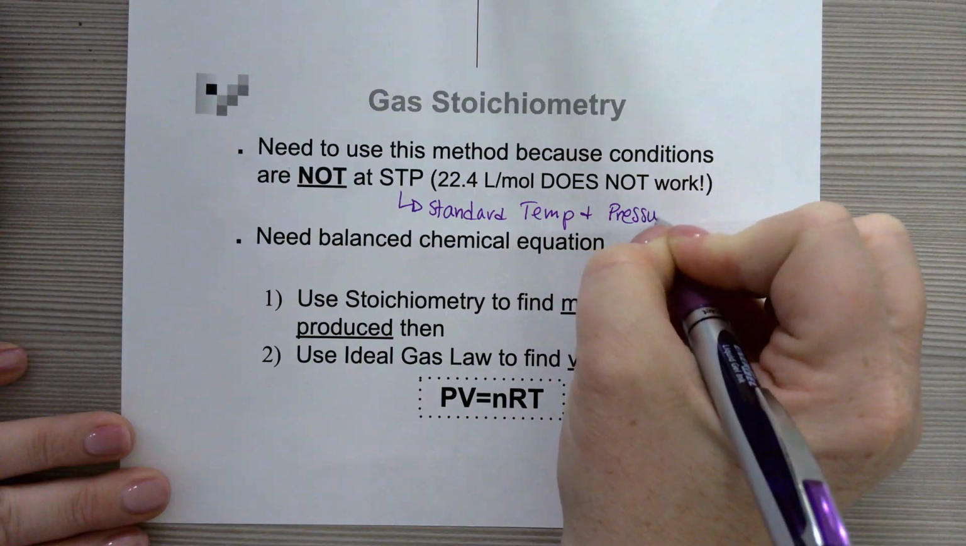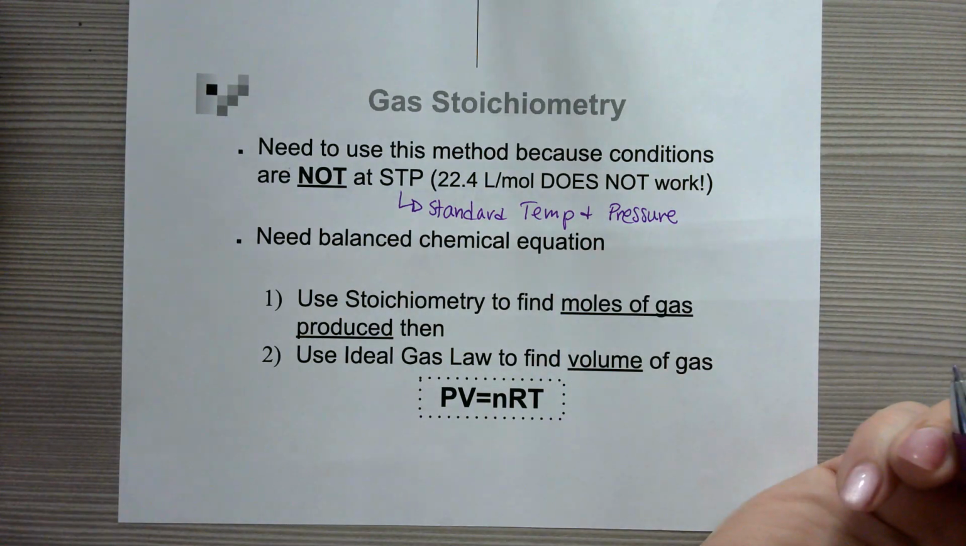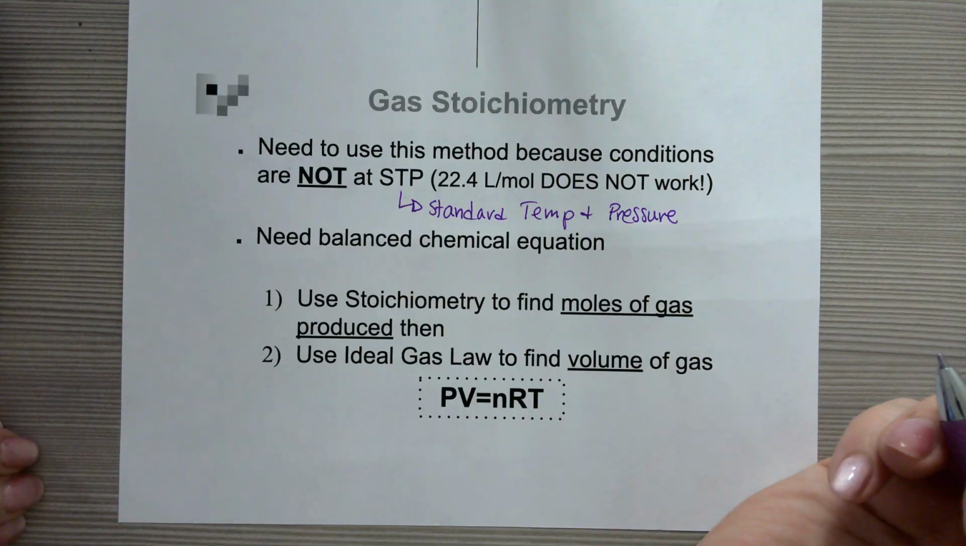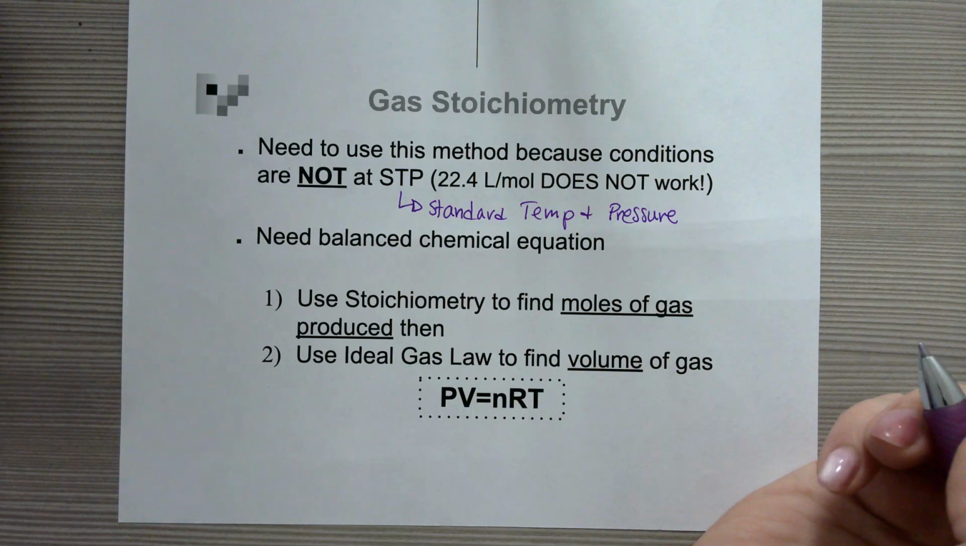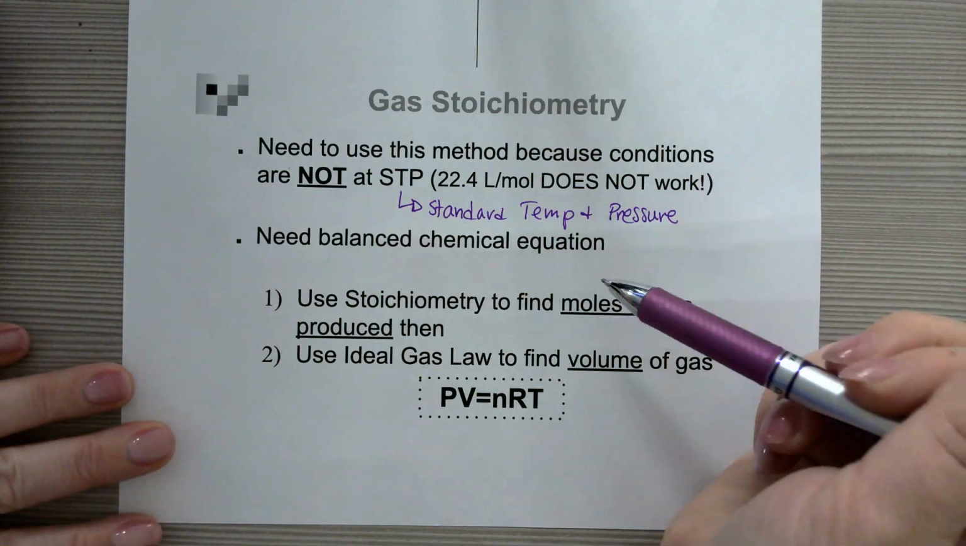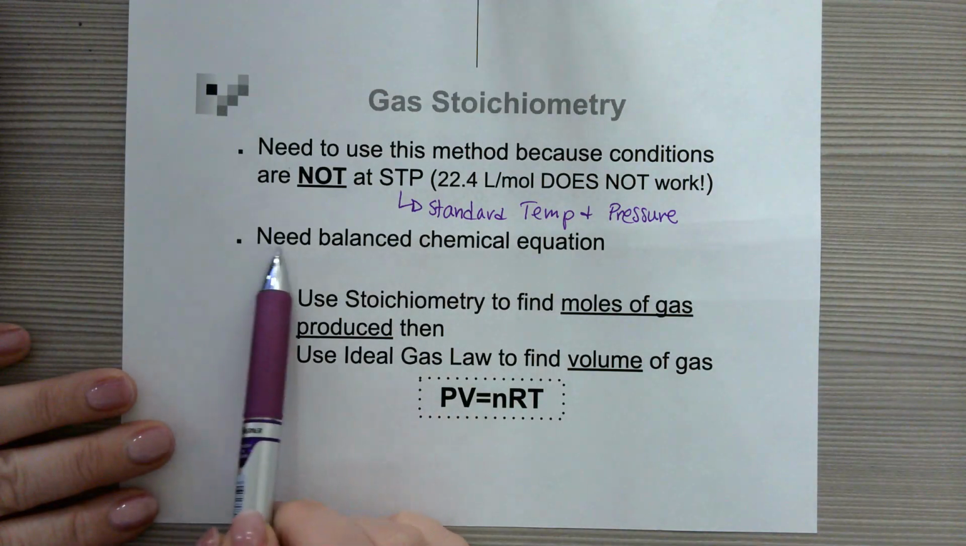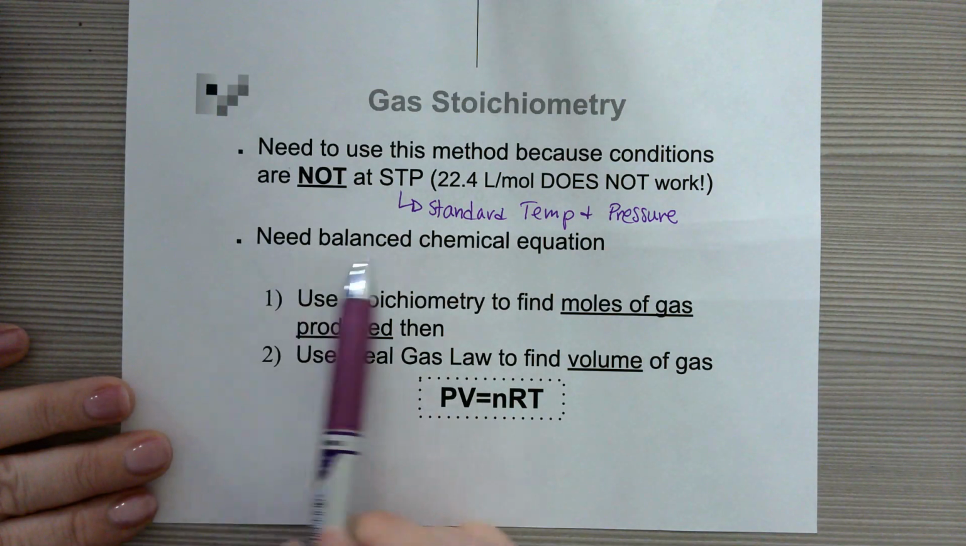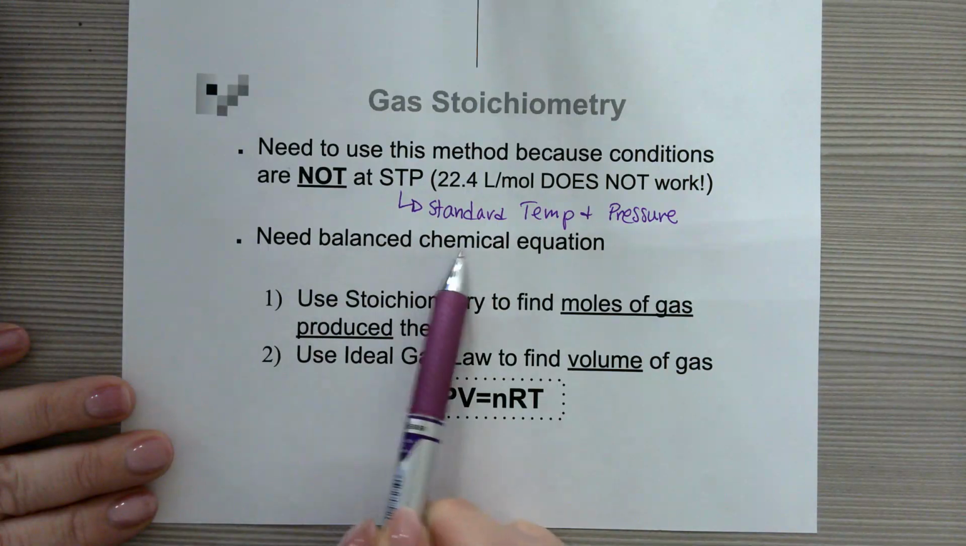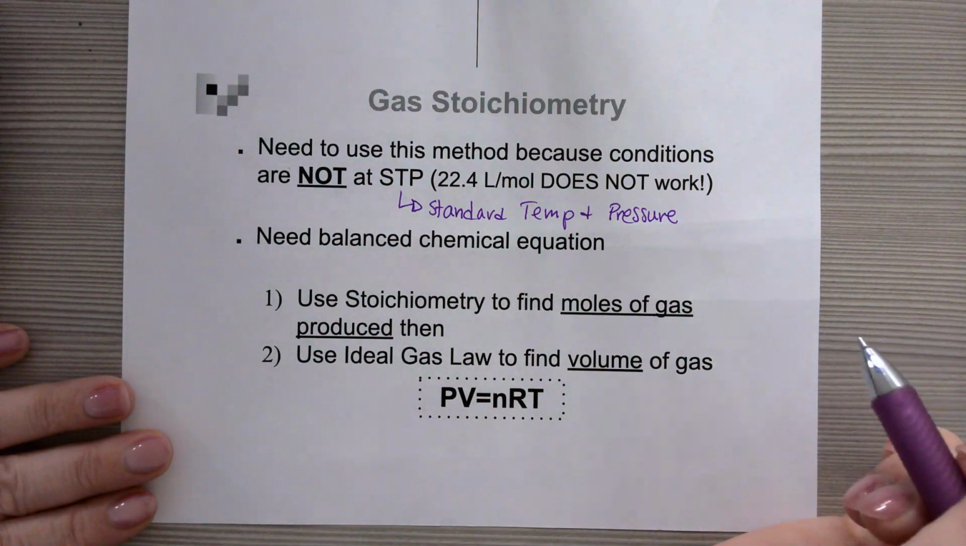And most of the time when we're working with gases, we're not at that standard temperature, which is 0 degrees Celsius, or pressure, which is 1 atmosphere. So that's why we have to do it this way with gas stoichiometry. Another key thing is that because we are doing stoichiometry, you do need to make sure that you have a balanced chemical equation before you start your problem.